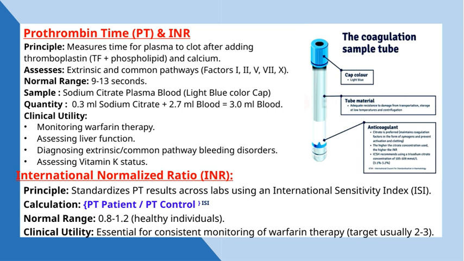The sample used is sodium citrate plasma blood, which is collected in a light blue cap tube. To prepare the sample, we mix about 0.3 milliliters of sodium citrate with 2.7 milliliters of blood, totaling 3 milliliters.